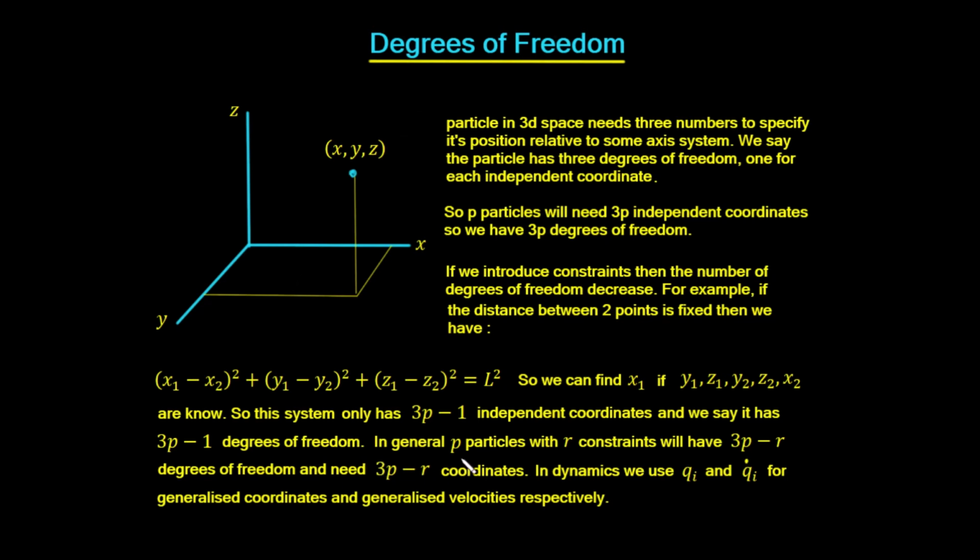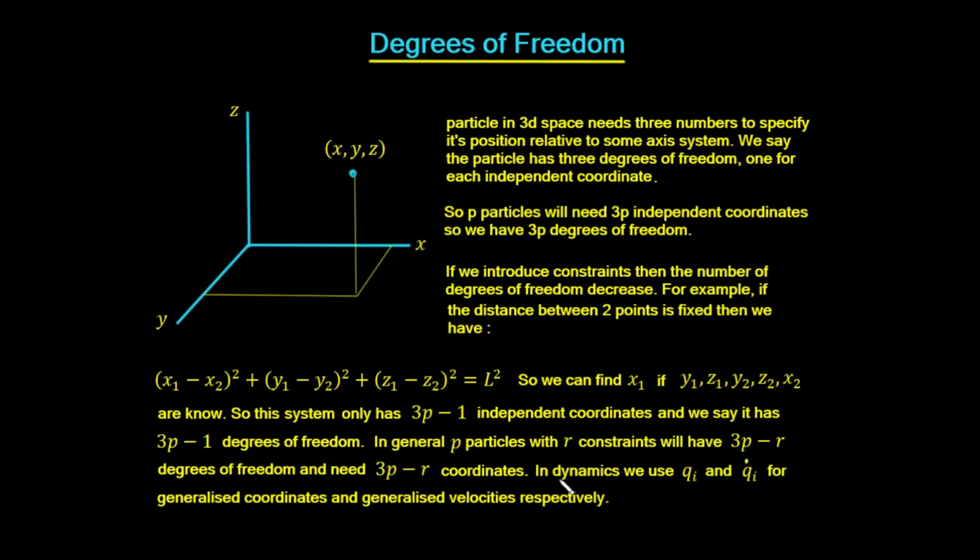So in general, if we've got p particles and we've got r constraints, so in that instance there the constraint was this equation here, then we're going to have 3p minus r degrees of freedom, and we're going to need 3p minus r coordinates in order to describe the system.